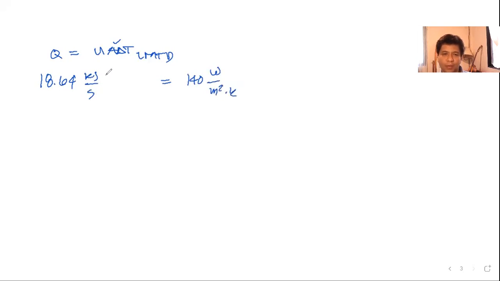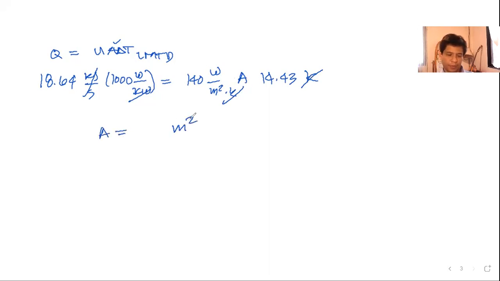So kailangan maging watts ito. Kilowatts kasi siya, so multiply nyo lamang ng 1,000. So yung 1,000 is to convert kilowatts to watts. Tapos yung delta T LMTD natin is 14.43 Kelvin. So magka-cancel to. So yung A natin is in meter squared. Pindot ulit sa calculator, 18.64 times 1,000, tapos divided by 140, divided by 14.43. We're going to get something like 9.22, 9.23, ano?